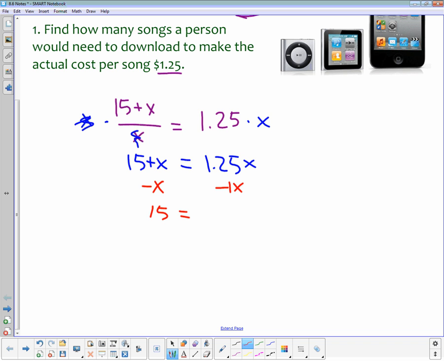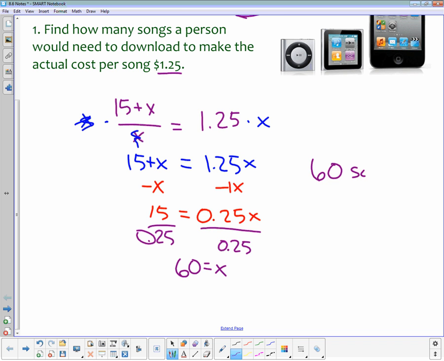1.25 minus 1 is going to leave me with 0.25x left over. And then one last step, we would need to divide by 0.25. Divide by 0.25, and 15 divided by 0.25 is 60. So that means this person would need to download 60 songs in order for each song to cost them $1.25.